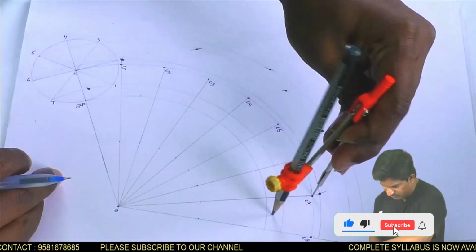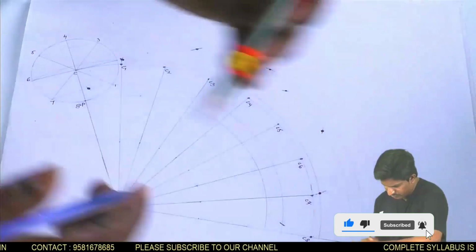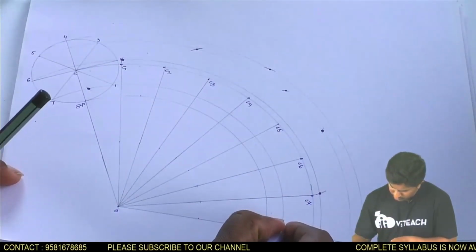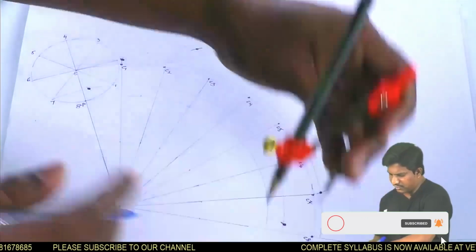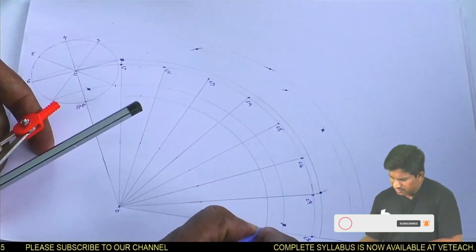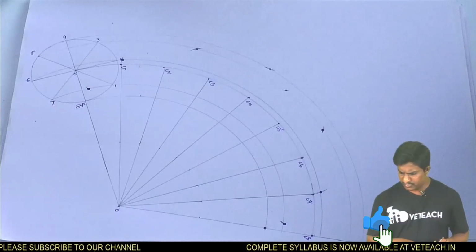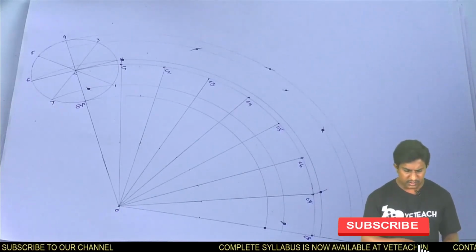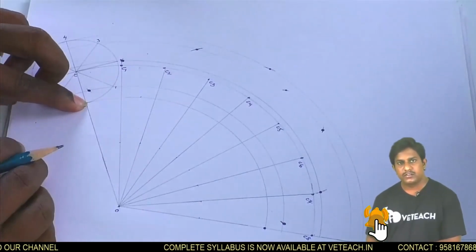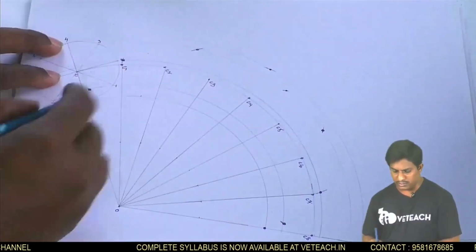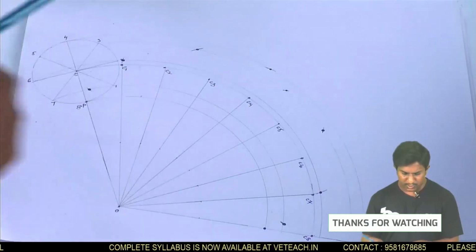and from point C7 I got a point here, and from point C8 this is the exact end point, this is C8. Now join all these points from point P. You have to join all these points starting with point P.